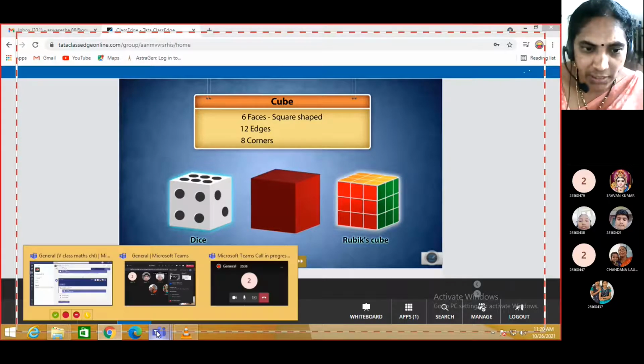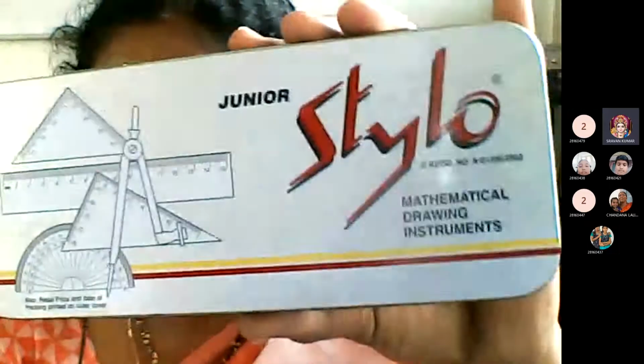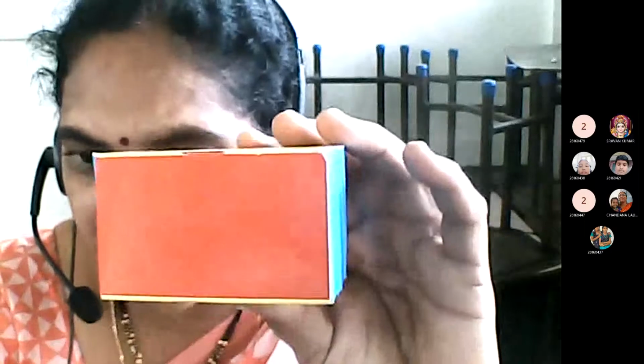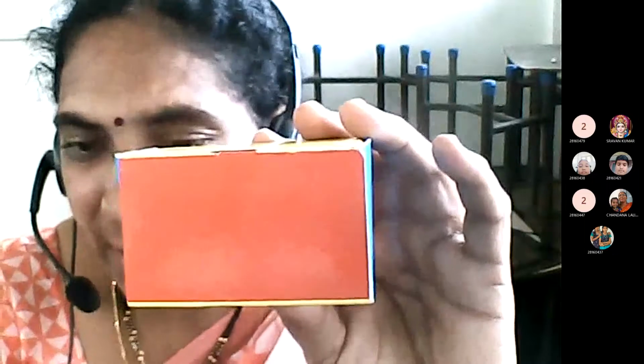Now let us move on with the next shape. Tejasri, what is the shape of your geometry box? Cuboid. Yes, it is cuboid. So what is this shape? Cuboid. Yes, it is cuboid shape. What is a cuboid? A cuboid is a solid figure with 12 edges, 8 corners, 6 faces. In a cuboid, opposite faces are equal. Yes, a cuboid is a solid figure with 12 edges, 8 corners, 6 faces, and opposite faces are equal.